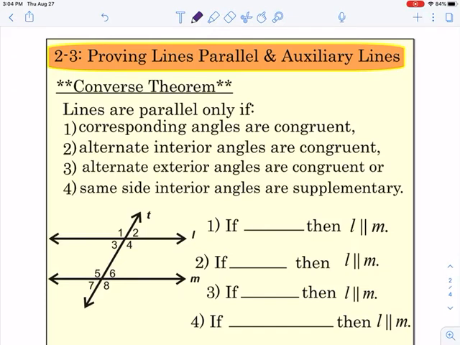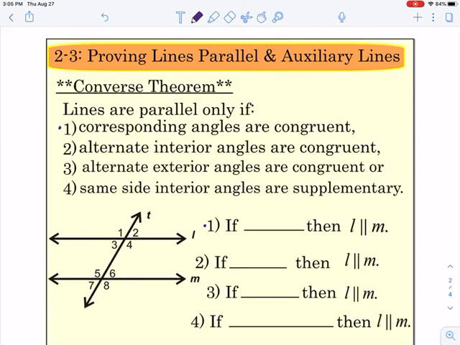So lines are going to be parallel if corresponding angles are congruent, or alternate interior angles are congruent, or alternate exterior angles are congruent, or same side interior angles are supplementary. So again, the number 1 down here is going to correspond to number 1 up there. So all I want to do is find 2 pairs of corresponding angles. If I find 2 pairs of corresponding angles and I can tell you that those angles are congruent, then line L is going to be parallel to line M.